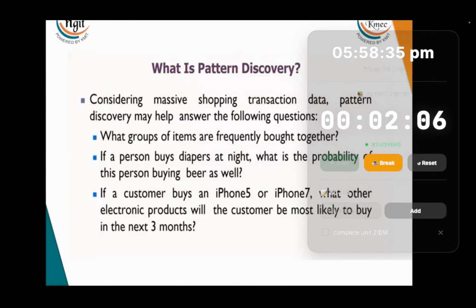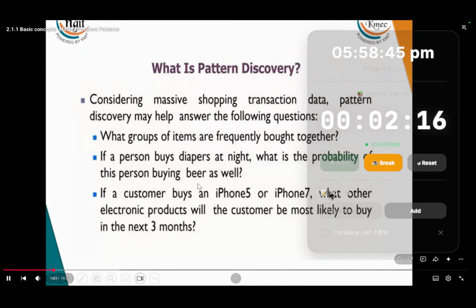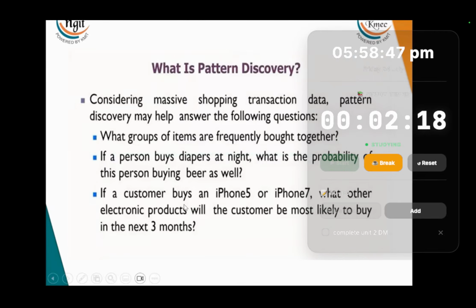That should be analyzed. And if a person is buying something, one item, during any specific time, what other item is being preferred? Here you can see that if a person is buying a diaper at night, what is the probability of him buying beer as well? And also some of the customers who want to buy new versions.